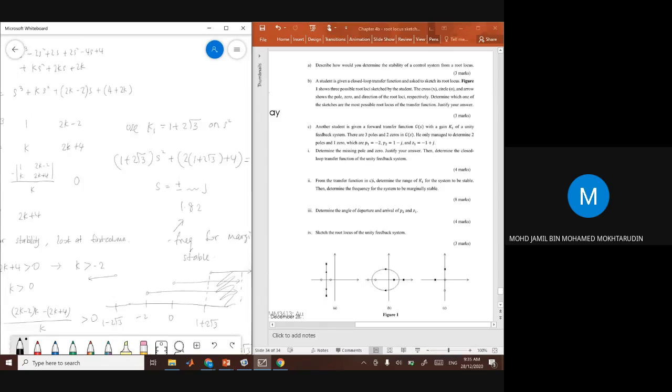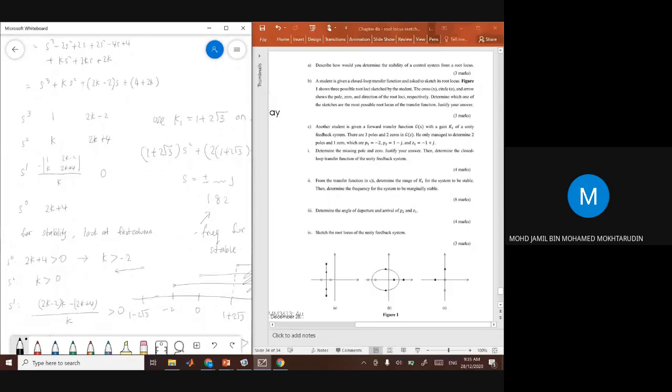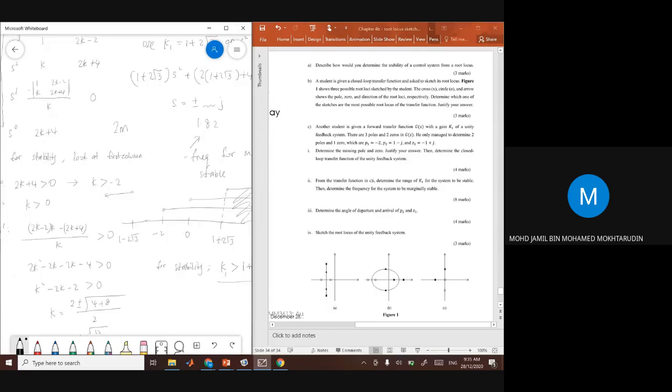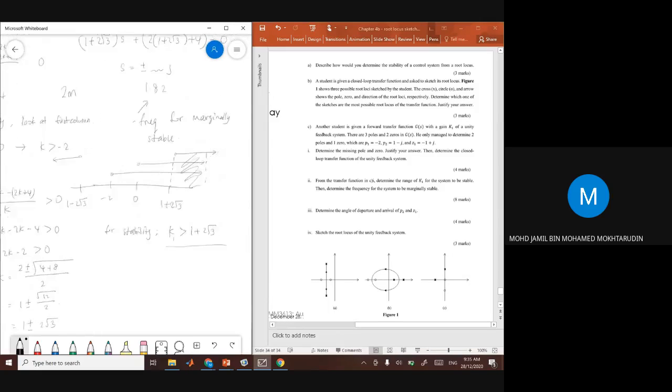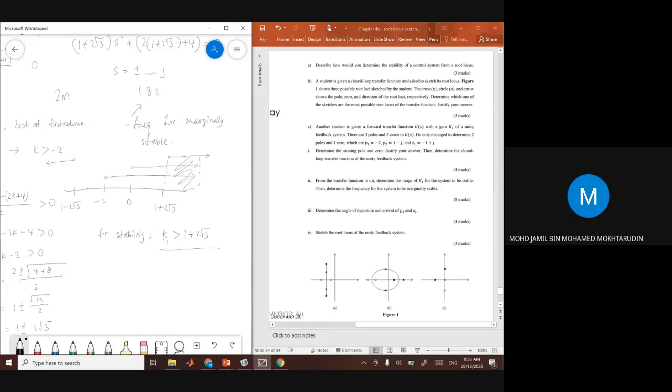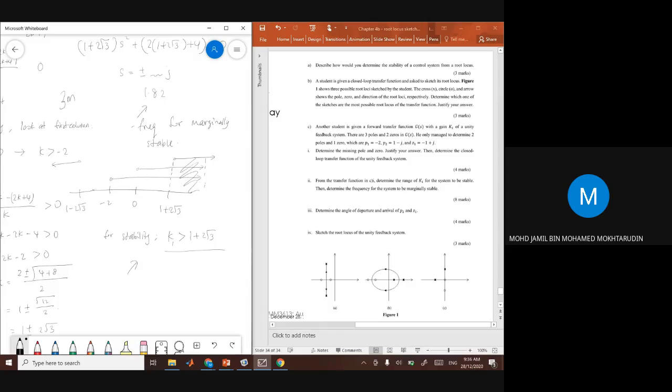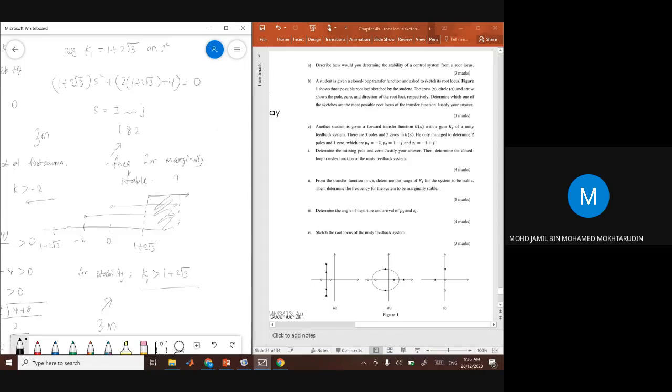Okay, for this question, if you construct the Routh table correctly, you get 2 marks. Finding the range of K, this is 3 marks. And then find the frequency, you get 2 marks.